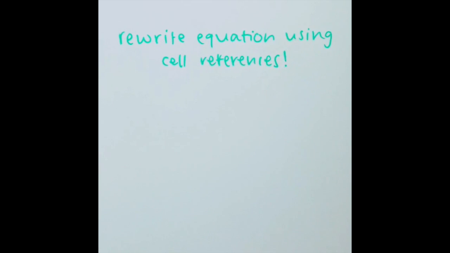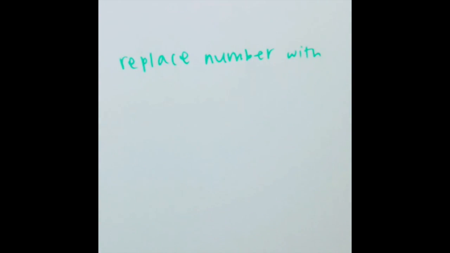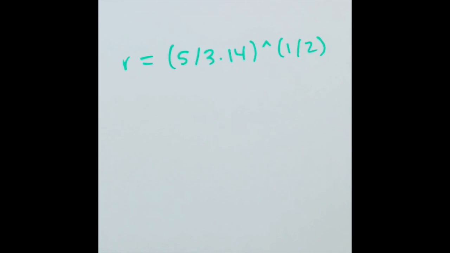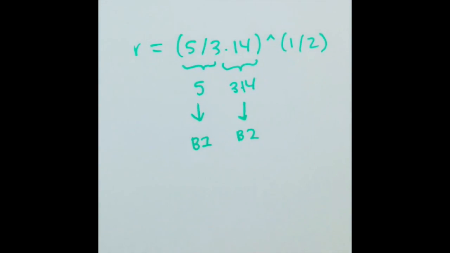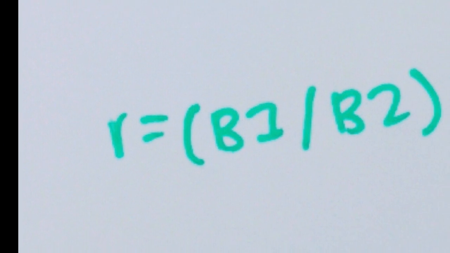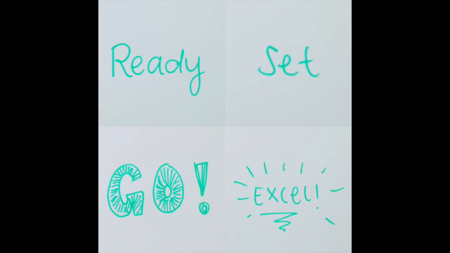The next step is to rewrite the equation using the cell references. All you have to do is replace the number with the cell reference. So we're going to replace 5 with B1 and 3.14 with B2. We need to rewrite it to look like B1 over B2 to the power of 1/2. Now we're ready to put it into Excel.